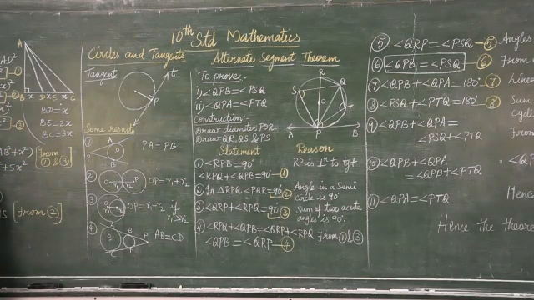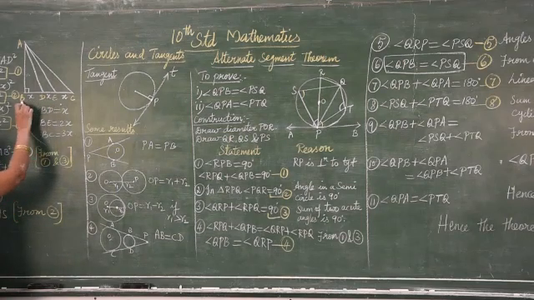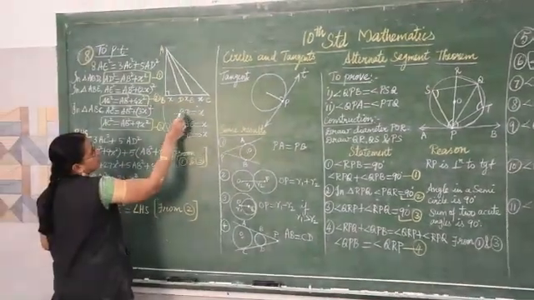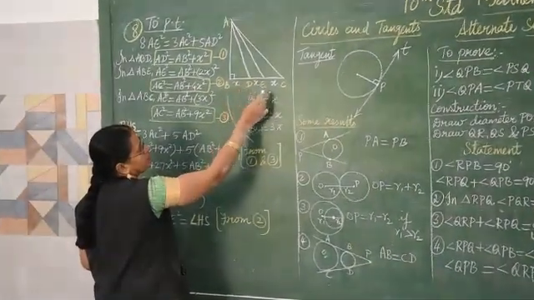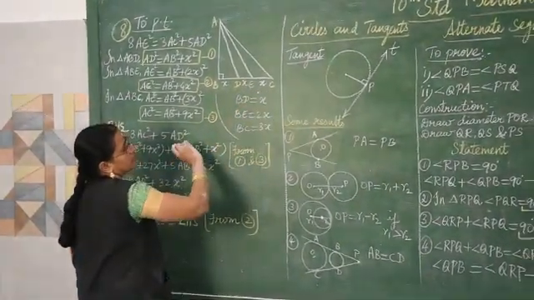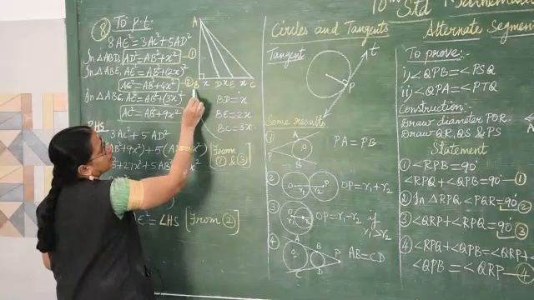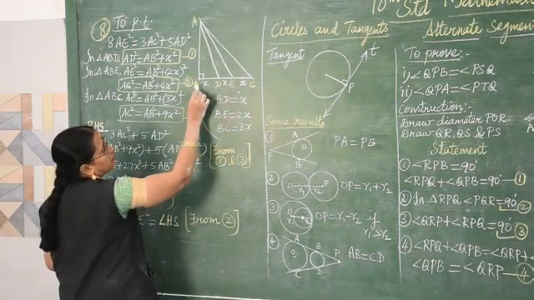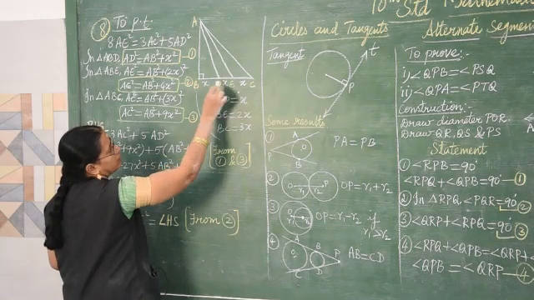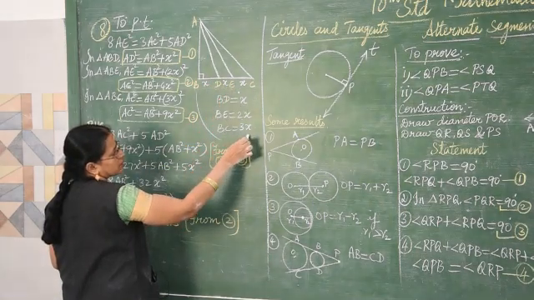What is the meaning of trisection? It divides BC into 3 parts. So let us take BD as x, DE also x, EC also x. What will be the length of BE? x plus x, 2x. What will be the length of BC? x plus x plus x, 3x.